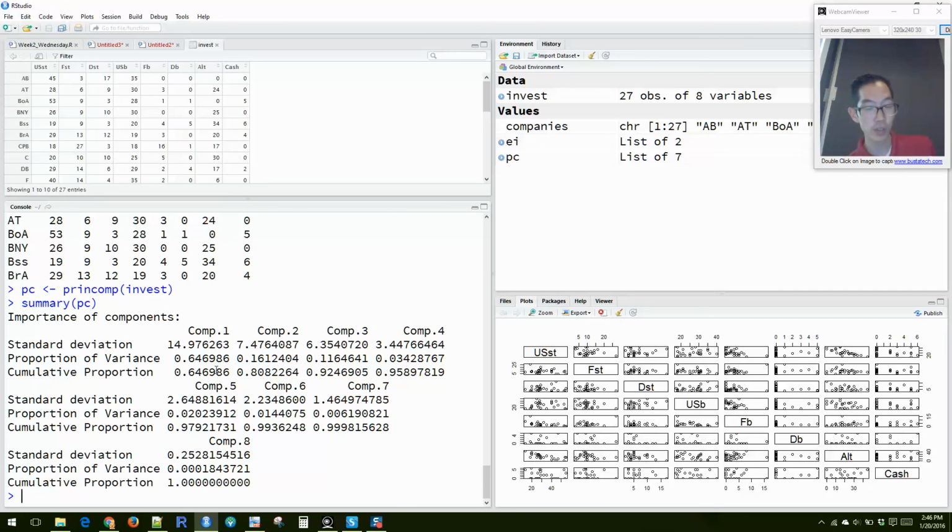But if you just look at 1, you'd get 65% of the variation, and if you just look at the first 2, you get 81% of the variation. Okay, and then after 3, you get 92, 93%. Okay. And then you can see, once you start getting to component 4, 5, 6, 7, and 8, you're not getting that much more in terms of the amount of variation that's being explained. Okay.